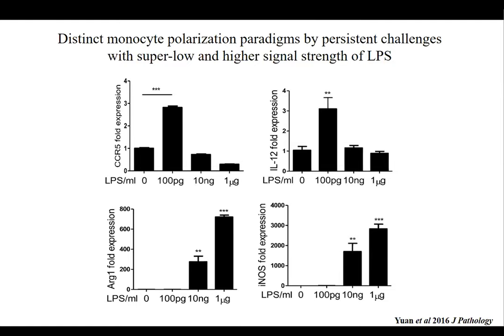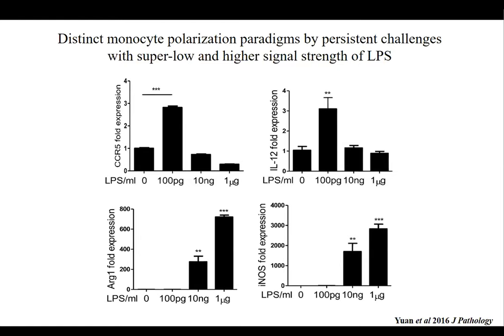Here, if you look at CCR5 or IL-12, which are pro-inflammatory cytokines or mediators on the cell surface, we see that if we challenge them repetitively with higher dose endotoxin, above 10 nanogram per mL or 1 microgram per mL, the cells develop a tolerant state. Basically, there is no induction of CCR5 compared with cells without LPS, or even perhaps a reduction in certain cases. In contrast, if we repetitively stimulate the cells with super low dose endotoxin, which is a pathologically relevant dosage in the circulation, we start to see a persistent induction of CCR5 on the cell surface and IL-12 expression in the cell.